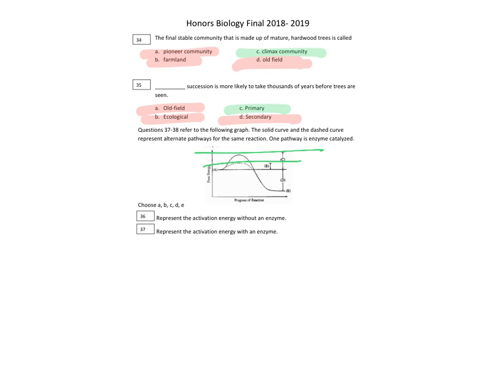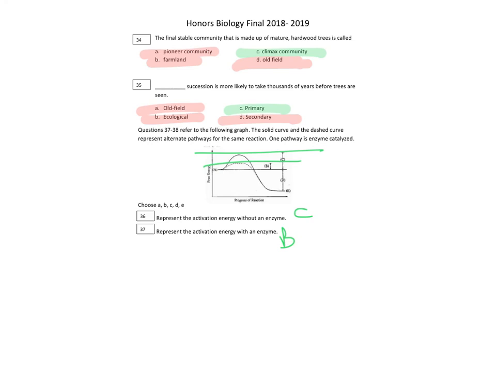So the answer for without an enzyme would have to be either B or C. That would be C. C represents the activation energy with an enzyme. That would be B. All right.